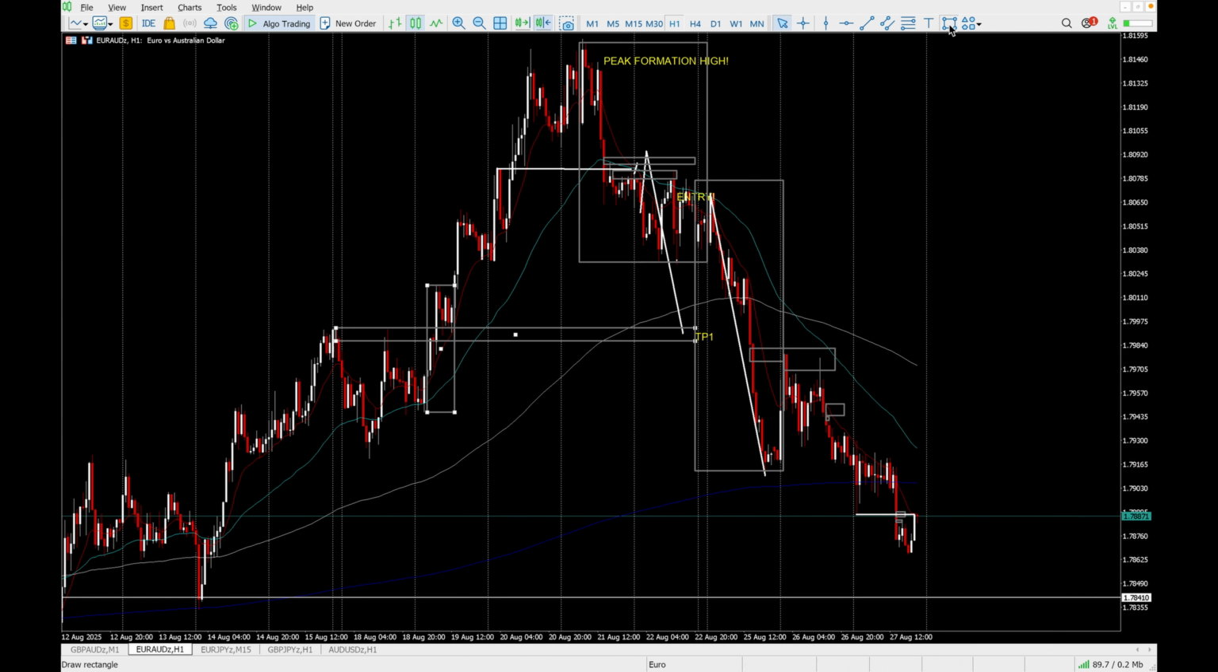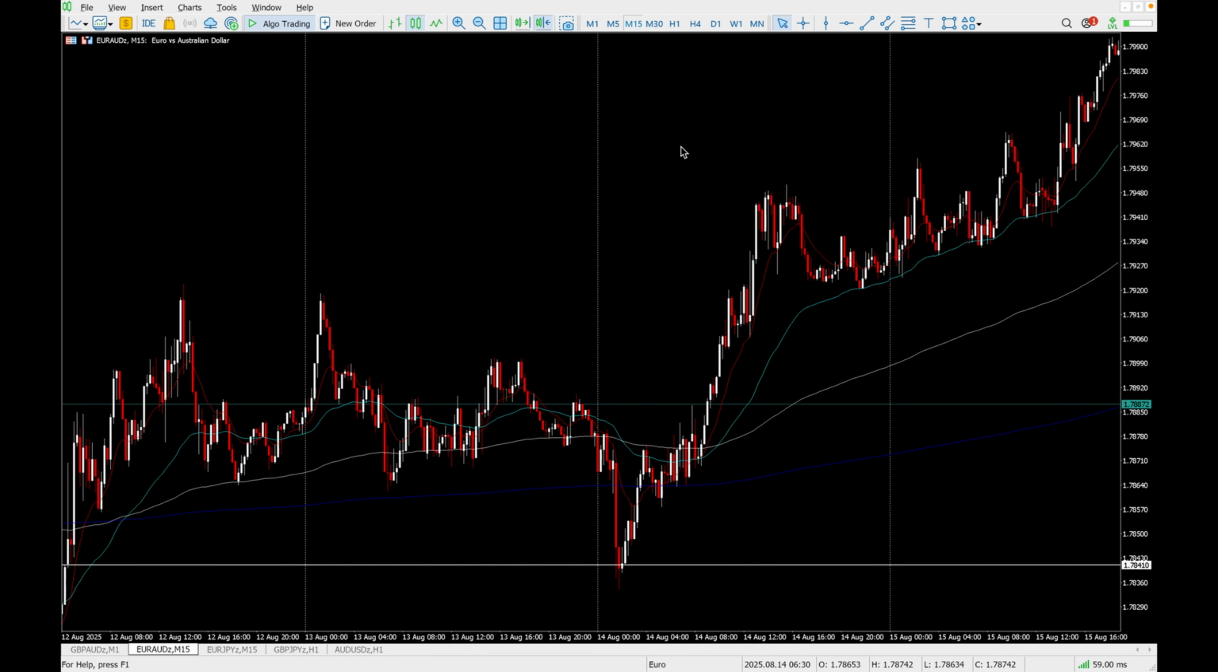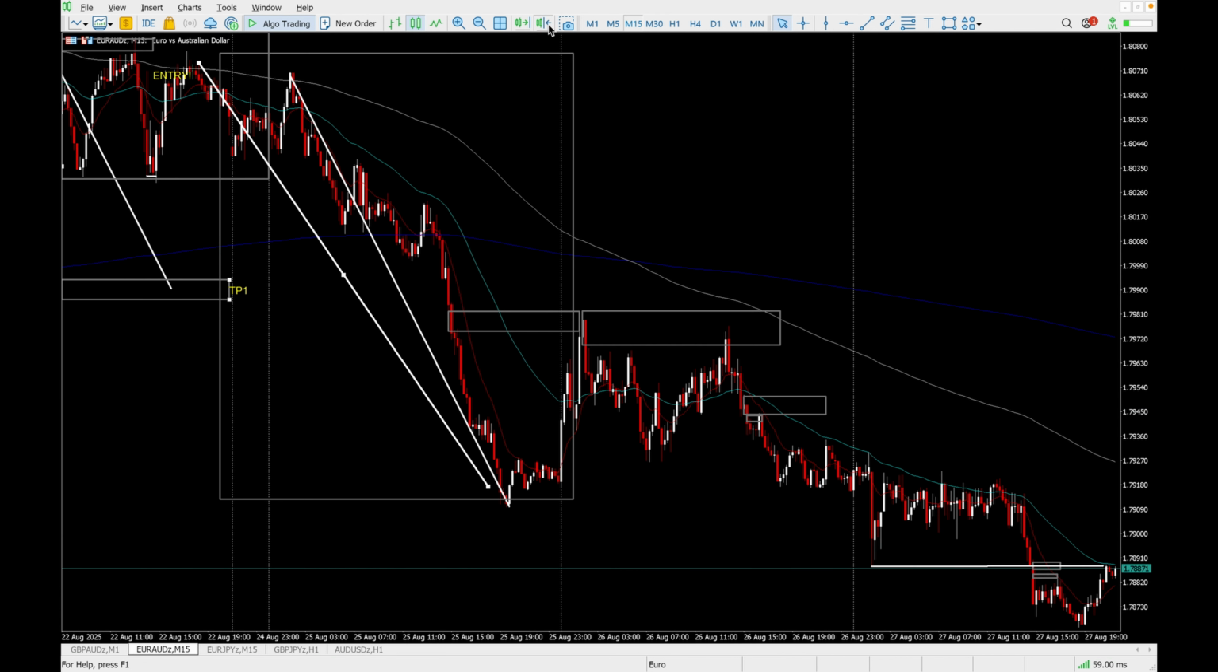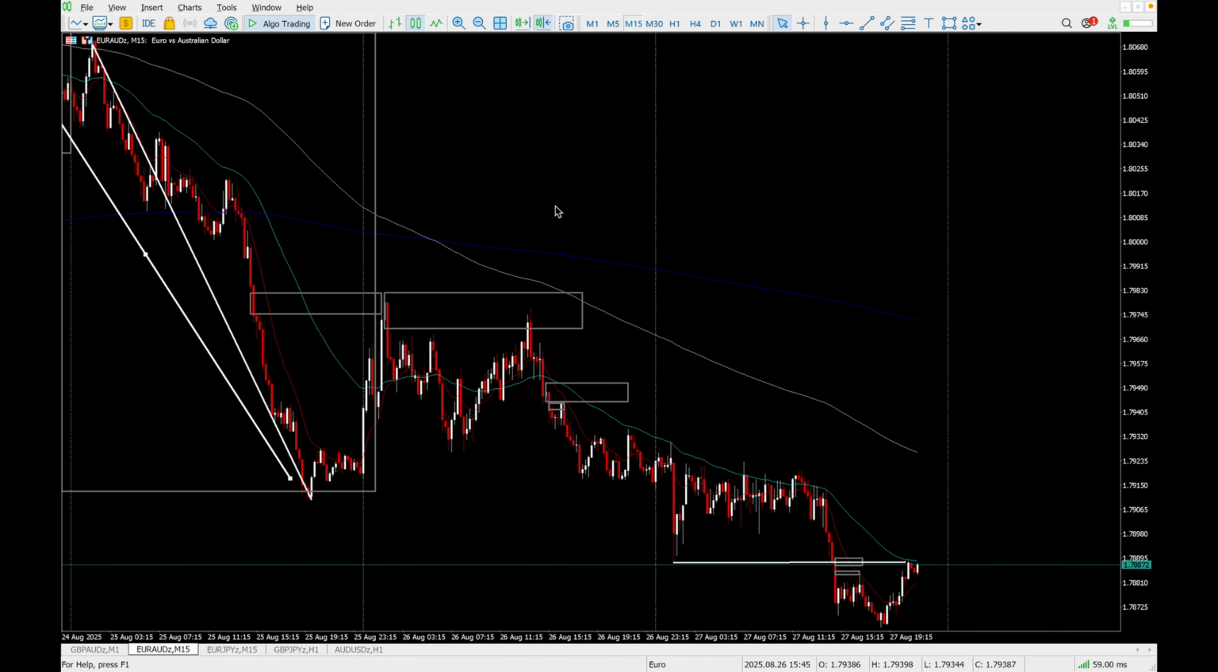So going the other direction, we had this level one drop, and then we had the level two drop. And from there, what we can identify is we had a pullback and another attempt at that first leg, which was a supply area. So that was also an area where I was looking for shorts.